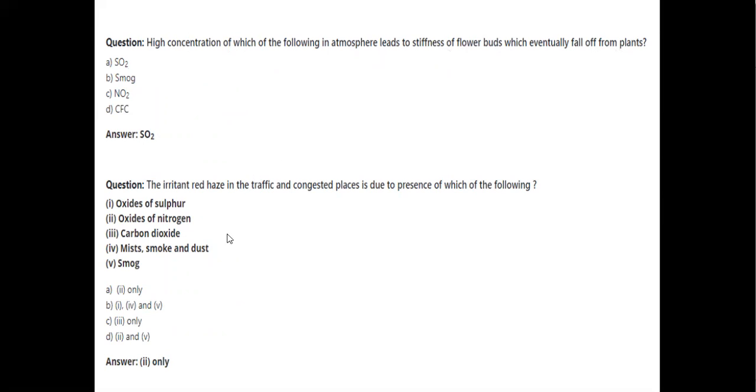And the irritant red haze in traffic and congested places is due to the presence of which of the following? Oxides of sulfur, oxides of nitrogen, carbon dioxide, or mist, smoke and dust. Oxides of sulfur is not the right answer. Oxides of nitrogen, this is the right answer. It is not due to carbon dioxide, not due to mist, not due to smoke. So oxides of nitrogen is the right answer. So here the answer is option 2, oxides of nitrogen.